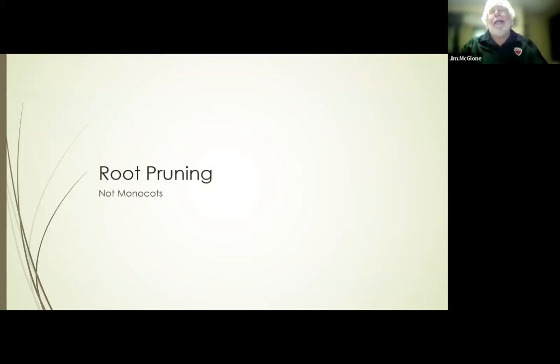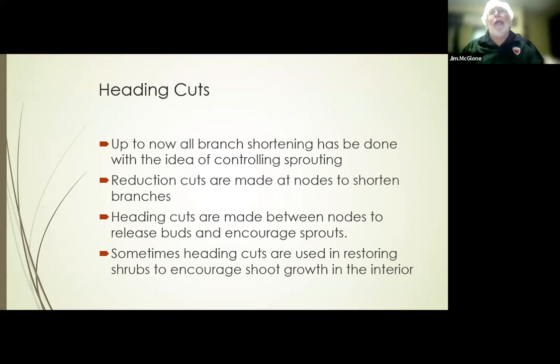But for dicots and the gymnosperms, we can root prune. And here now we are going to introduce heading cuts, because when we're doing root pruning, we want to make heading cuts. So all of the shortening we've been doing has been done with the idea of controlling sprouting. When we make heading cuts, we're not controlling sprouting. That's one of the issues with topping trees. But in the case of roots, we want sprouting.